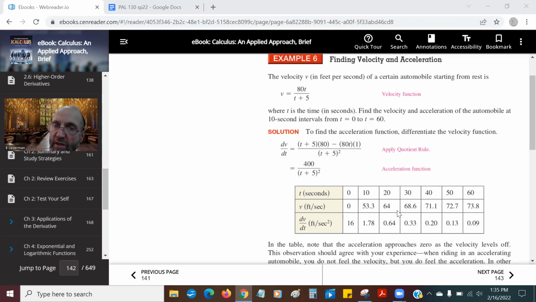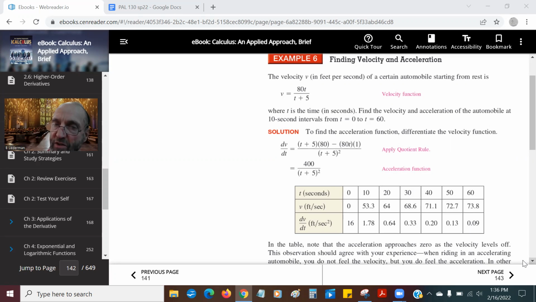If you notice here, in the first 10 seconds, it jumps 53. In the next 10 seconds, it jumps about 11. The next 10 seconds, it jumps about 4.5. And then it starts to jump very little, because the car starts to level off.